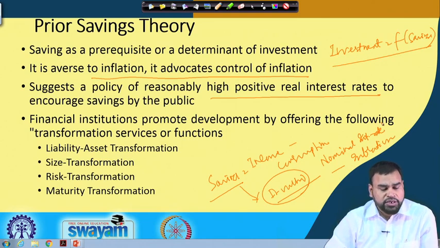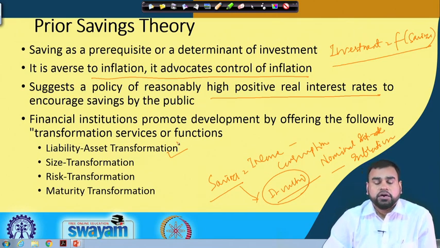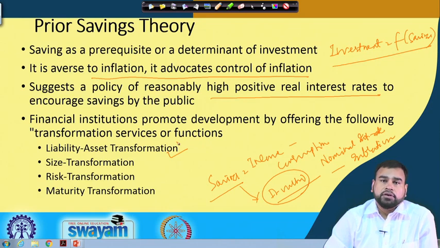What are those? The first one is liability asset transformation. I will give you an example of how this takes place. Whenever we keep money in the bank, this is an asset for me, but it is a liability for the bank. Whenever I deposit the money in the bank, it is an asset for me, because I get some return out of it. But whenever the bank provides that interest to us, that becomes the liability for the bank.